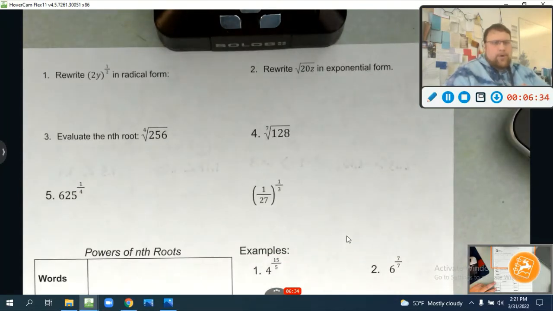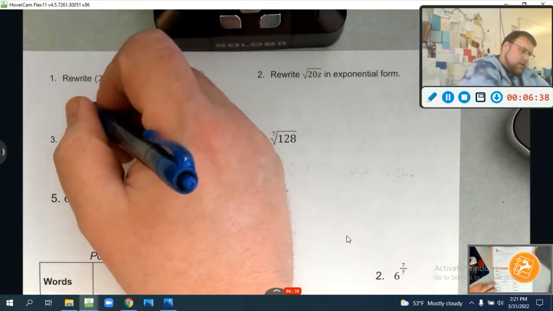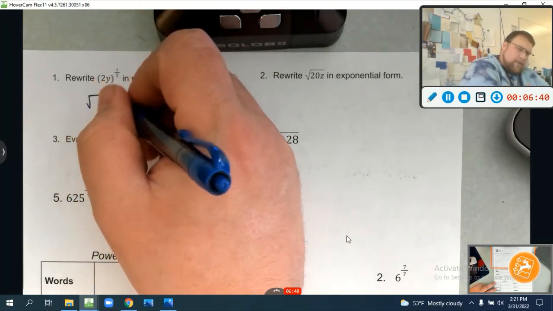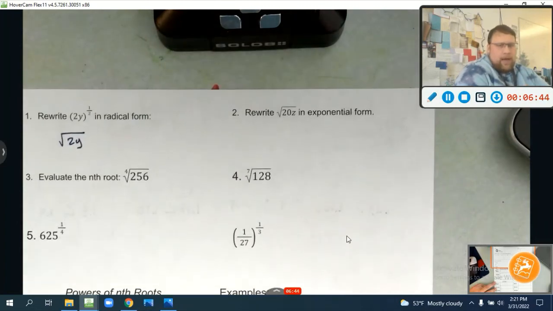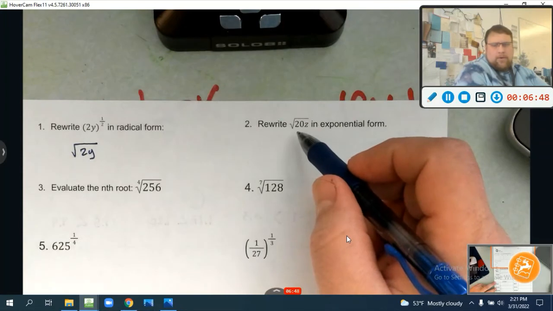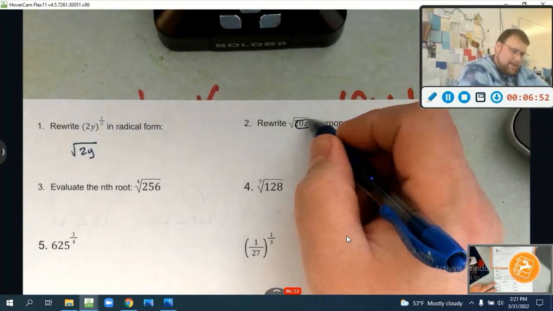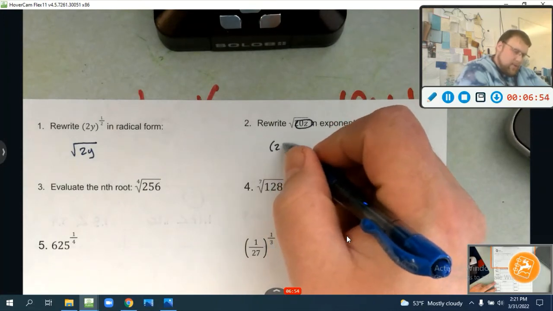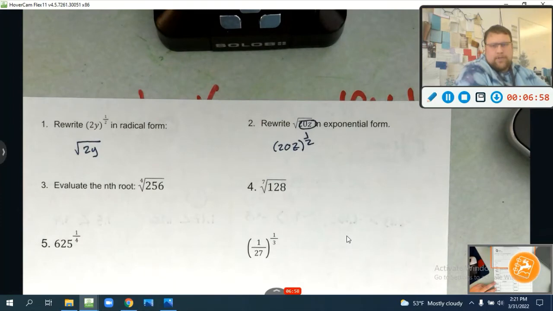It says rewrite 2y to the 1/2 in radical form. Well, anything to the 1/2 power, we're just taking the square root of. So we're taking the square root of everything in the parentheses, which is 2y. Now let's go backwards. We're going to put everything under the radical sign. This is the radicand. We're going to put that into parentheses, 20z to the 1/2 power because it's a square root. Just going backwards.